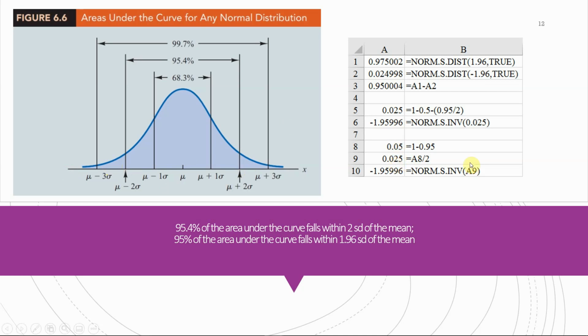2.5%. So then we can use our equals NORM.S.INV function for that 2.5% to get this z-score, 1.96. So basically what this figure shows is that 95.5% of the area under the curve falls within 2 standard deviations. If we want exactly 95% of the area under the curve, we have to use this little formula, which we've learned about before, to find out that it's actually 1.96 standard deviations from the mean.